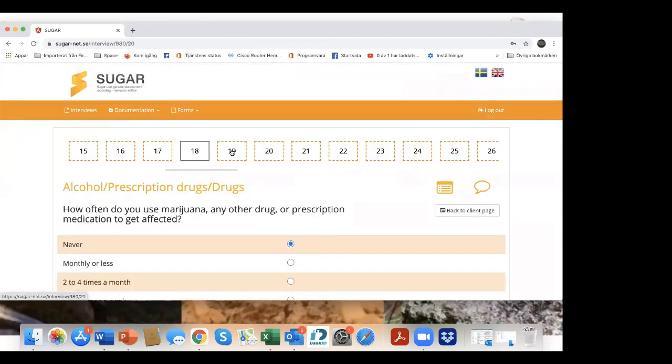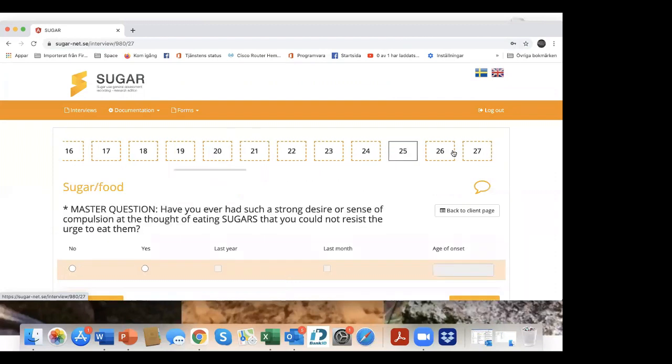Then 19 to 24 are the regular UNCOPE screening questions on alcohol. The same ones that are on the Food Addiction Institute's website, but there they are for sugar, flour, and processed food, and here they are for alcohol, exactly the same questions. And then you come to question 25, which is the master question.